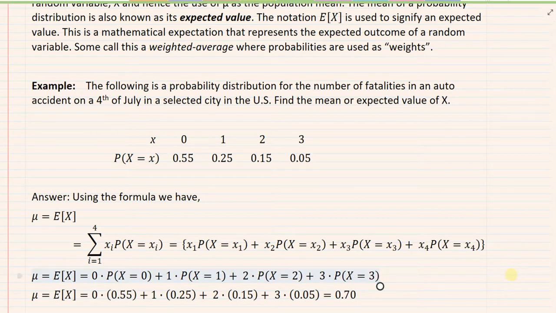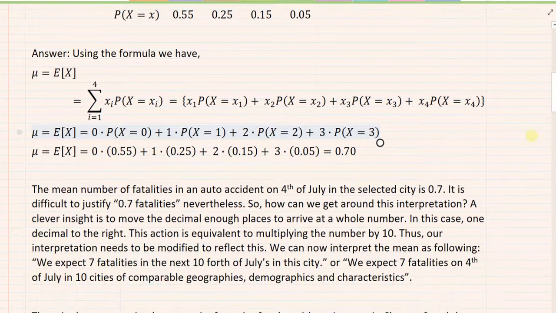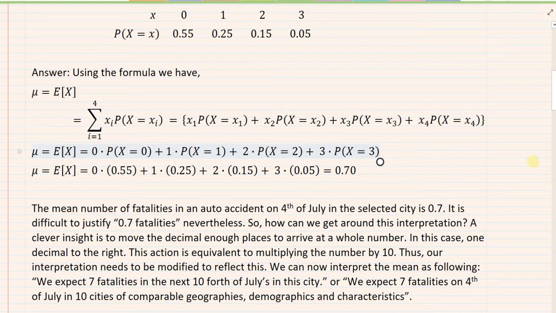Now how can that be, right? How can you see 0.7 of a fatality? Well, I have it down here. You can go about it this way. You can interpret it, if it makes sense, this way. One is the way I have it. If you move the decimal in front of 0.7 to the right, you get the number 7. Now remember, this is for a given 4th of July. Now 0.7 becomes 7. That's like multiplying it by 10.